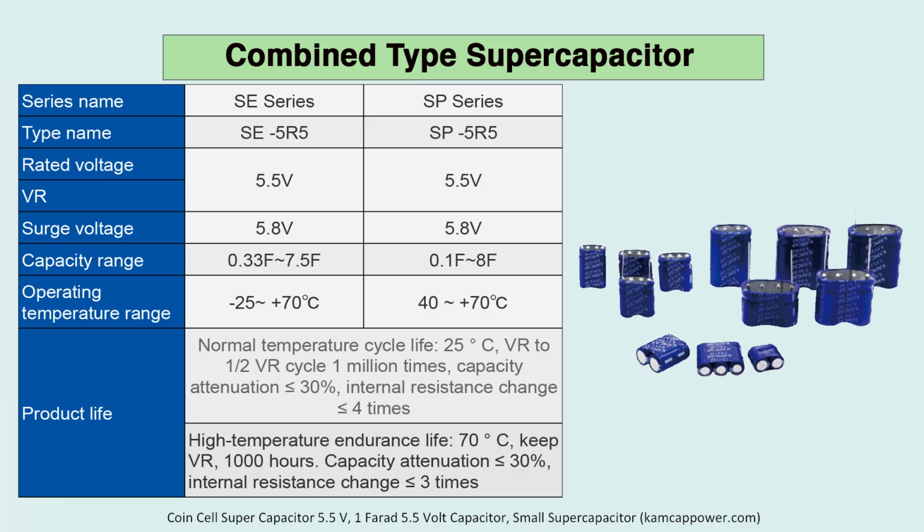The size of the combined type supercapacitor is a little bit higher if we compare this one with the coin type supercapacitor, and its rated voltage is around 5.5 volt, and it can sustain the surge voltage of 5.8, and its capacity is in the range of 0.33 farad to 7.5 farad, and no doubt its operating temperature is minus 25 degrees Celsius to 70 degrees Celsius. It also comes with the life cycle of 1000 hours. So it is the content for slide number 4.